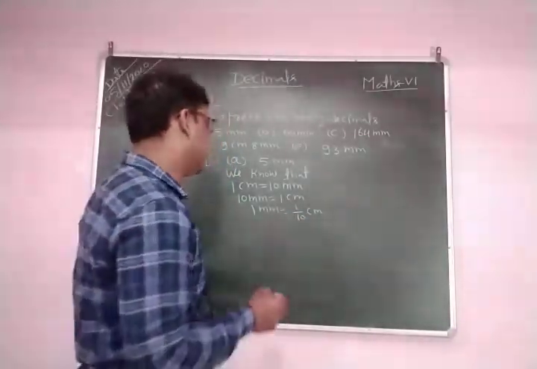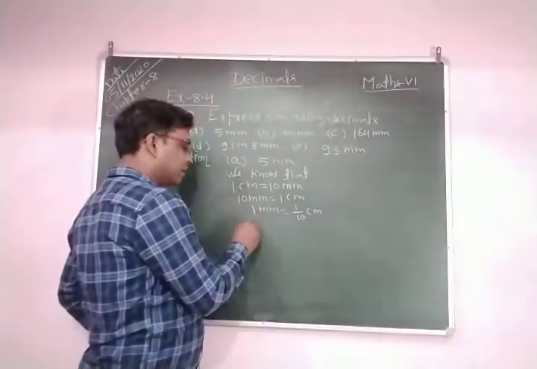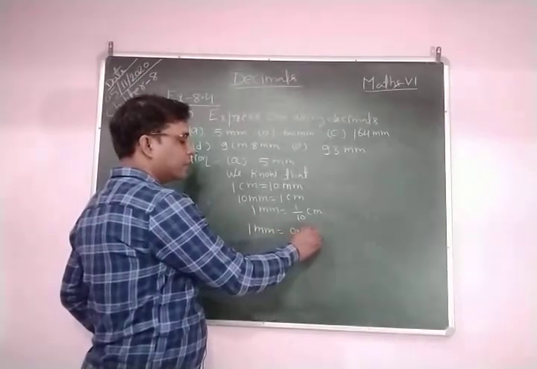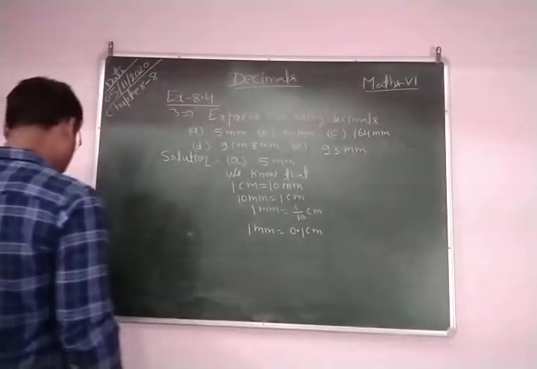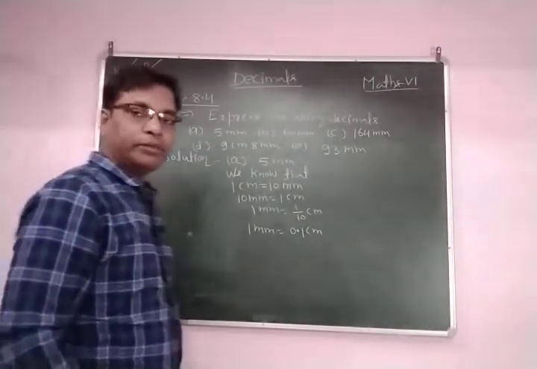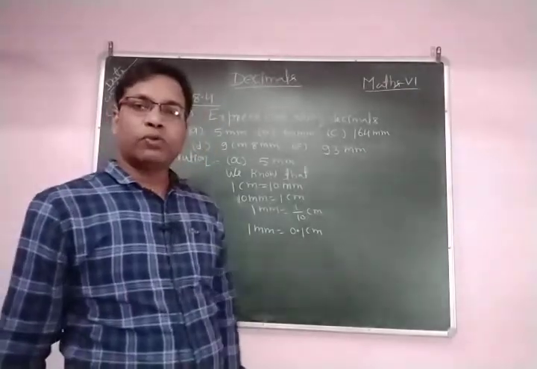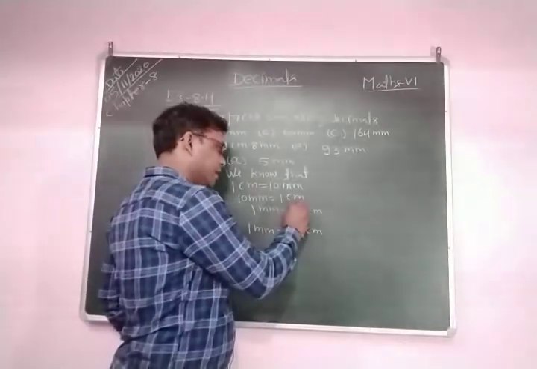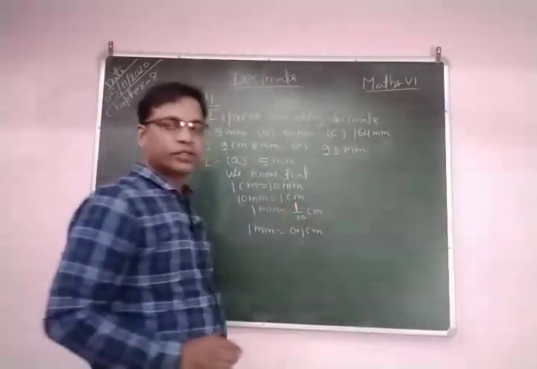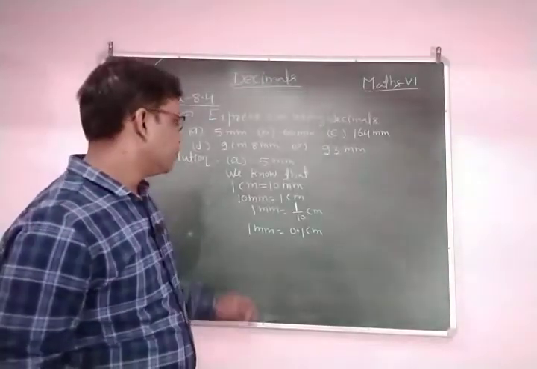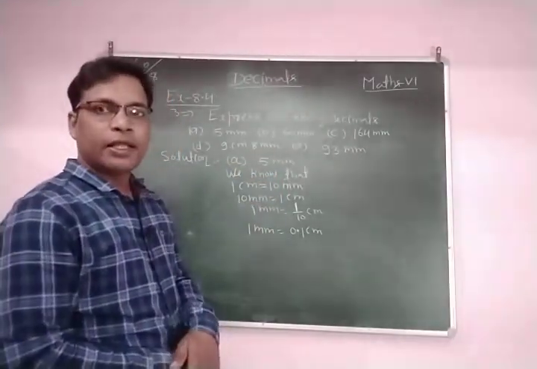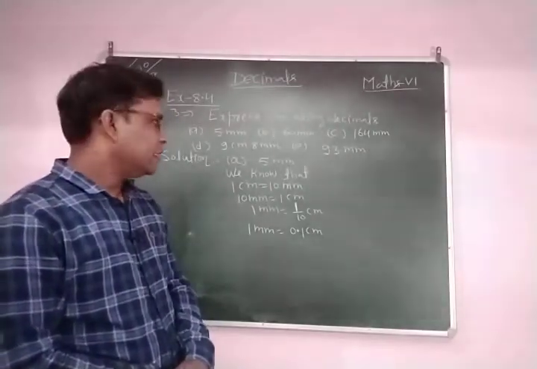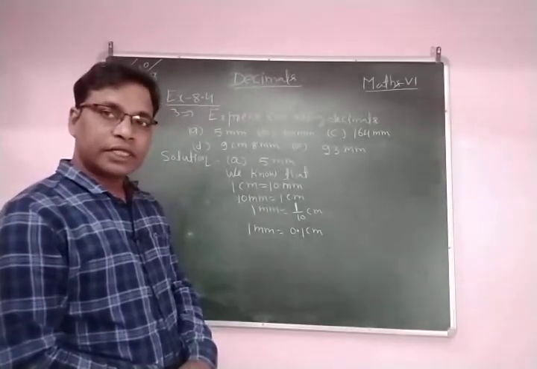So we have 5 millimeters, and if you convert 1 by 10 centimeter into decimal, you obtain 1 by 10 is equal to 0.1. So 1 millimeter is equal to 0.1 centimeter. This is clear? Now how many millimeters do we have in the first part of question number 3? This is given 5 millimeters, so we need to convert this 5 millimeters into centimeters.